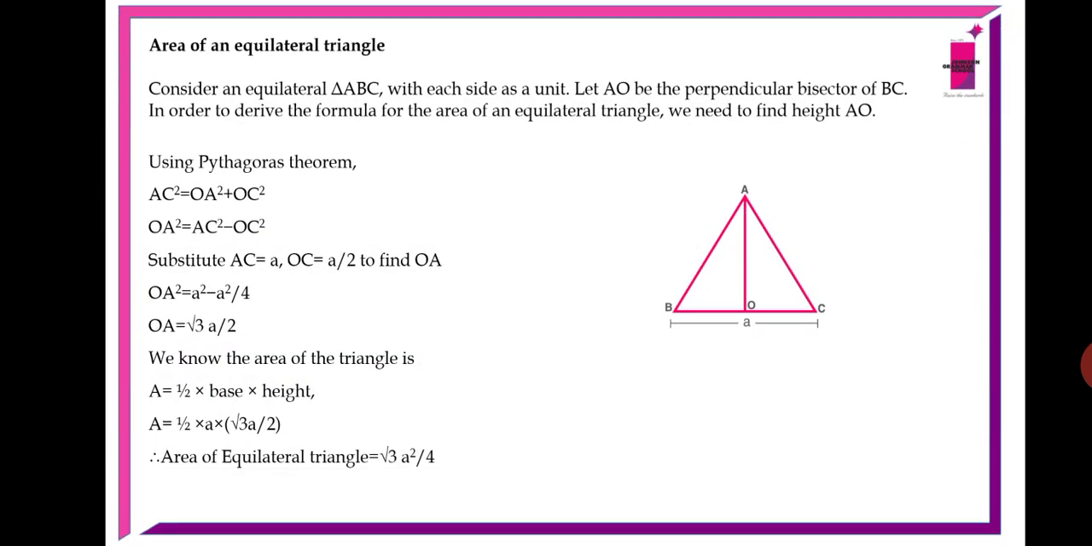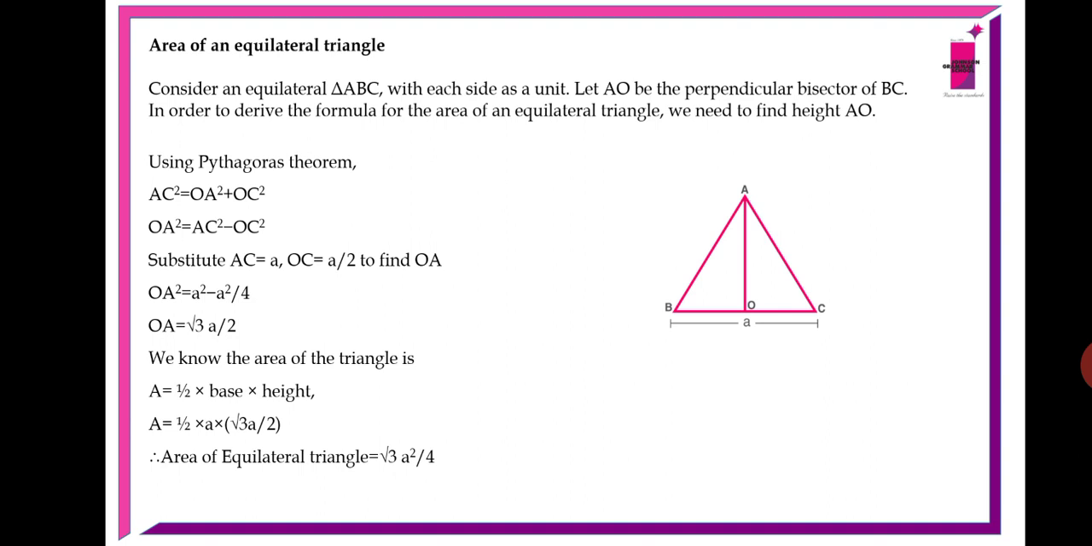Now, we can see the area of an equilateral triangle. Consider an equilateral triangle ABC with each side as a units. Let AO be the perpendicular bisector of BC. In order to derive the formula for the area of an equilateral triangle, we need to find the height AO. Using Pythagoras theorem, AC square equal to OA square plus OC square. OA square equal to AC square minus OC square. Substitute AC equal to a and OC equal to a by 2 to find OA, because AO is the perpendicular bisector of BC. So BO is half of BC, or AB, or AC, because it is an equilateral triangle, all sides are equal.